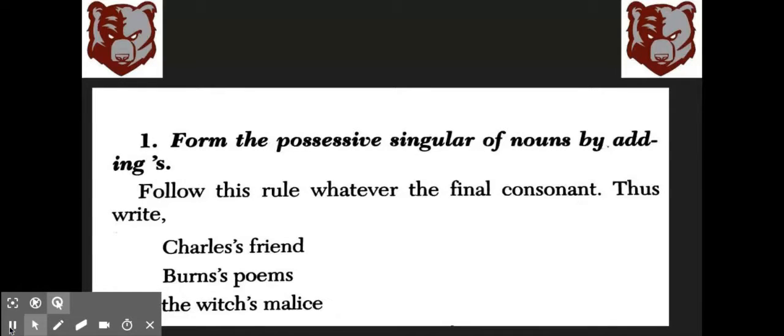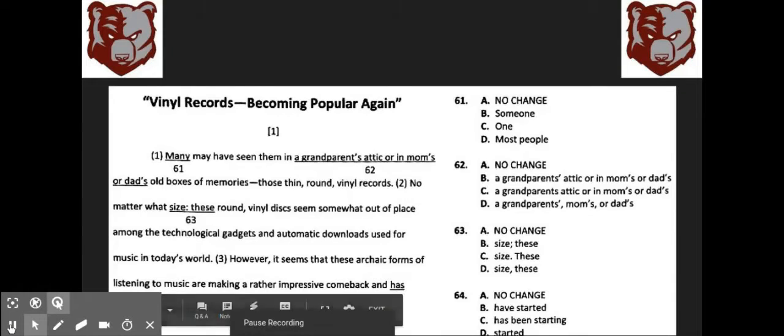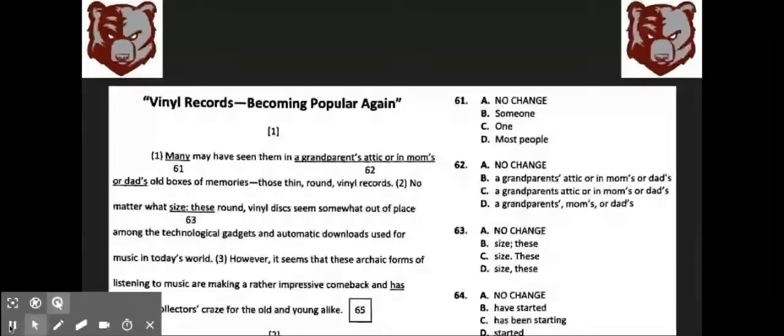You only put the apostrophe after an S when it's dealing with plurals. Look at the witch's malice. W-I-T-C-H apostrophe S. It shows possession. Whose malice? The witch's malice. Now, let's go back and look at question number 57. The rule from The Elements of Style states, form the possessive of singulars by adding apostrophe S.